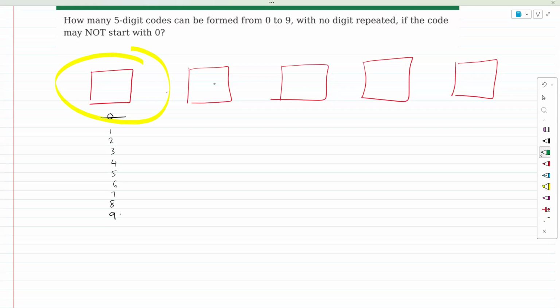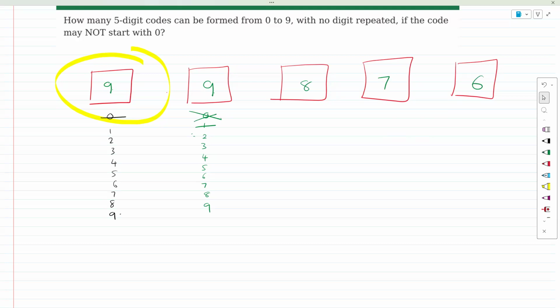But we know the first slot can be any of 9 options, 1 through 9. Now this slot can be 0, but it can't be the one we already chose, because we can't repeat the choice that we made. So this is also 9. It doesn't matter which one you take out. Then we continue: the next ones are 8, 7, 6.